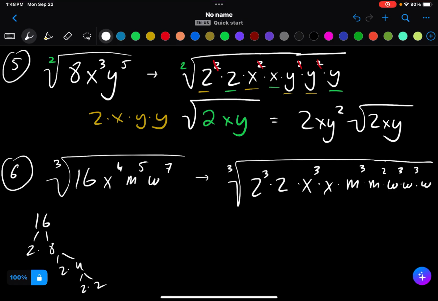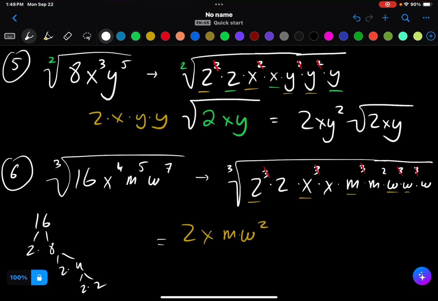Now everything that's a power 3 gets to leave. This, this, this, this, and this gets to leave. Boom, boom, boom, boom, boom. So what gets to leave? The 2, the x, the m, and the 2 w's. I'm just going to write out w to the 2nd power because it's 2 w's.